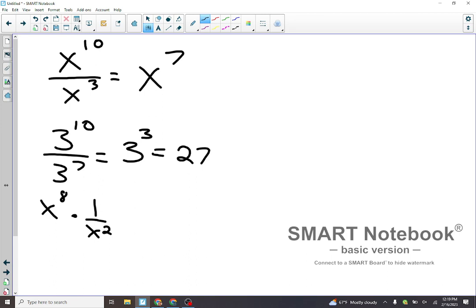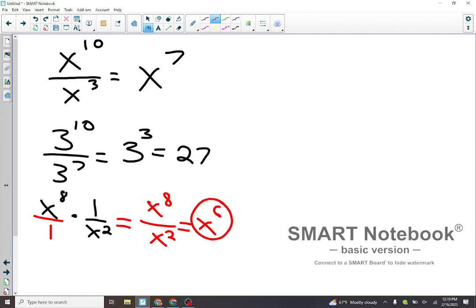How do I make anything a fraction? By what number? You could always put it over 1. So let me put this over 1. And when you multiply, you go straight through. So x to the 8 times 1 is x to the 8, over x to the second. So now, this is obvious. Now I just subtract. 8 minus 2 is 6.